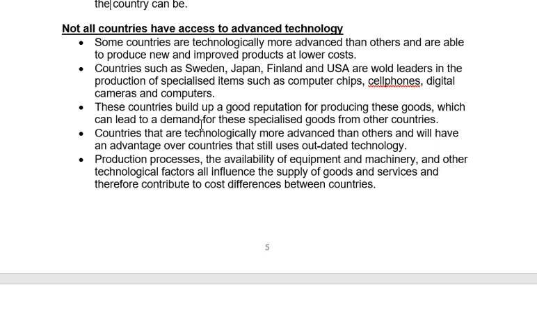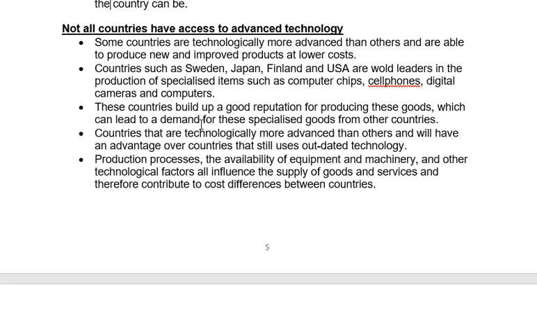Okay, so countries like Sweden, Japan, Finland, America, Germany are the world leaders in the production of specialized items, things like computer chips, cell phones, digital cameras, computers, cars. And just remember, Japan and China are two different countries. Japan is a developed country. China is emerging like us. They're emerging a bit faster than we do, but they are still a developing country.